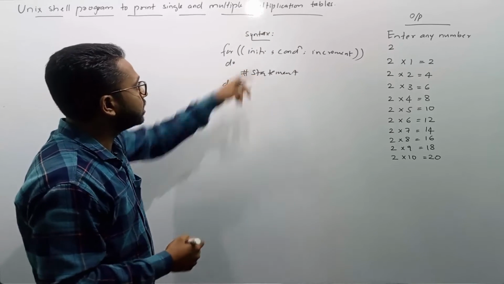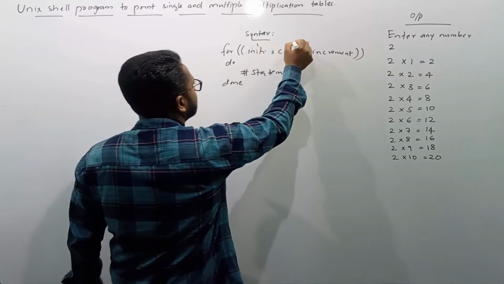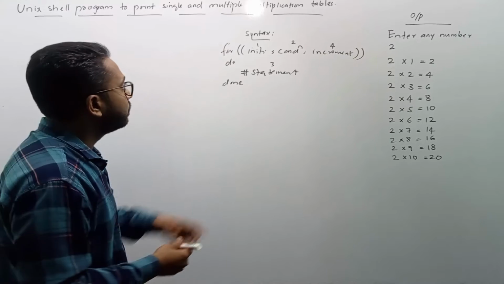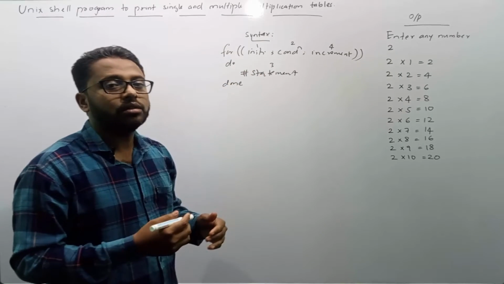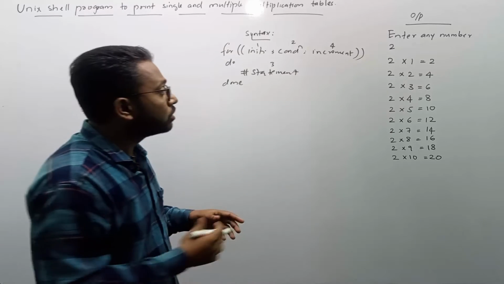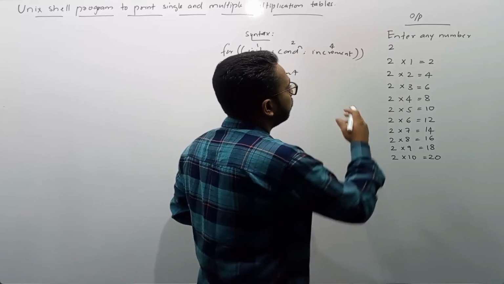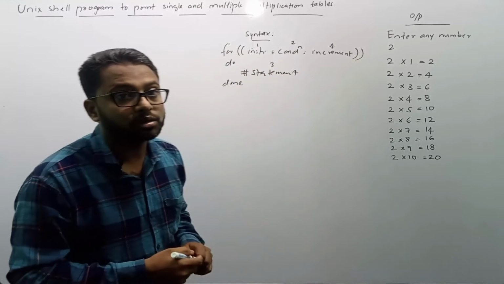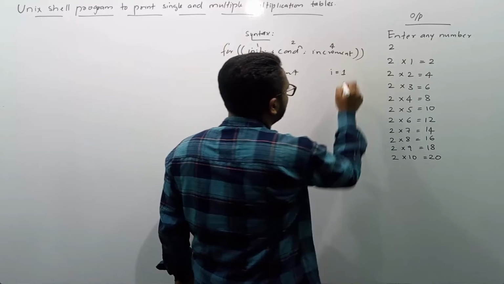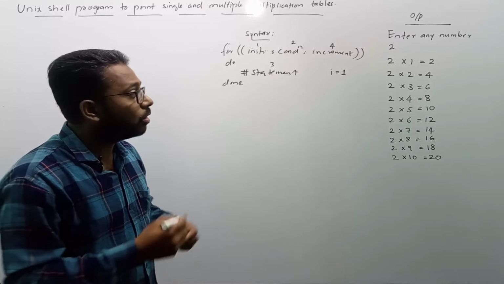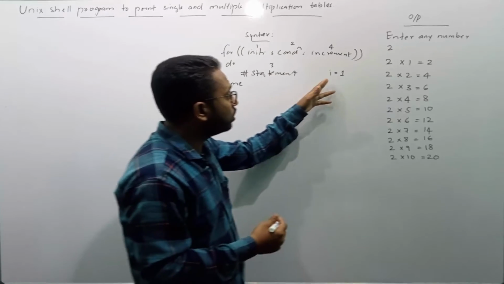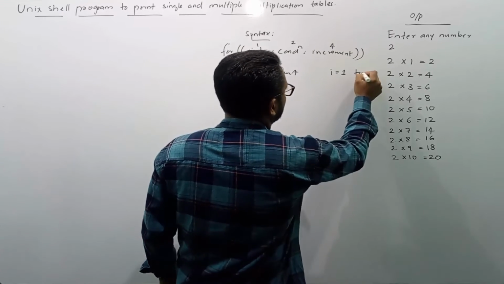Here the first part is initialization, this is the second, this is the third, and this is the fourth. The first part is initialization, that means from where we want to start this process. So I want to start from the value of I equals 1. And how long do I want to run this for loop? I want to run it until the value of I becomes 10.